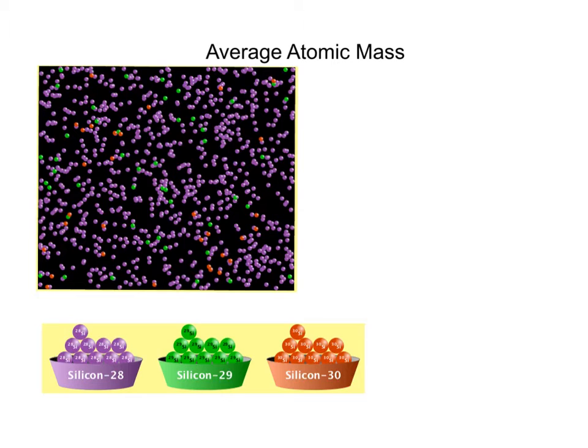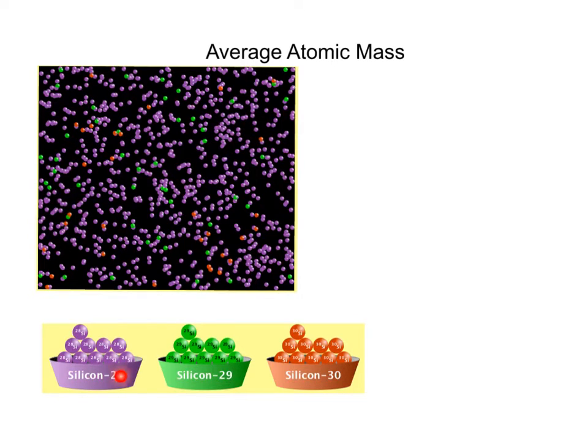Now, we've added a little bit of additional information here, down at the bottom. I want to let you know that there are three isotopes shown in this model picture for silicon. We have silicon-28, silicon-29, and silicon-30. The only key difference between those three isotopes is their numbers of neutrons.